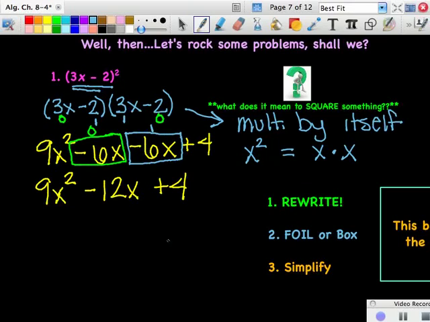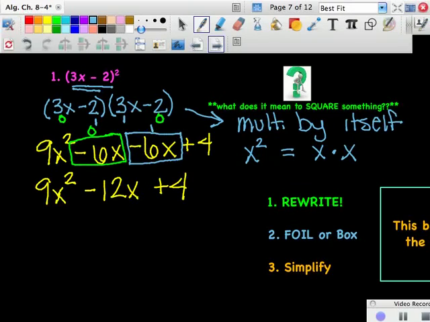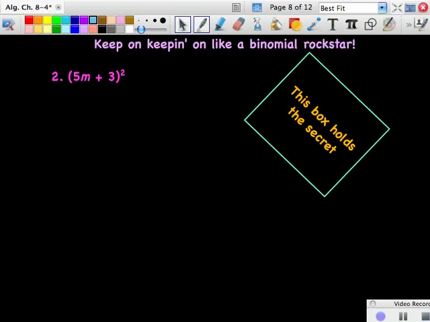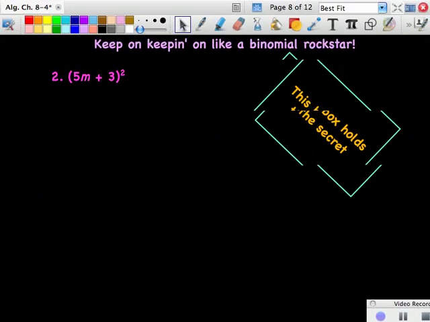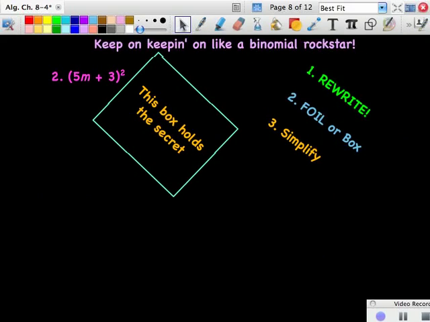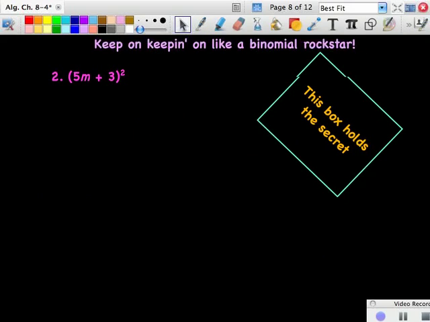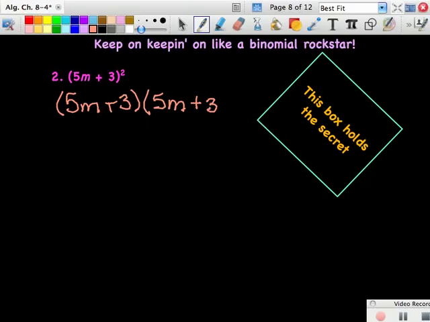All right, well, let's do another one. What do you think this says? Rewrite, FOIL or box, simplify. Okay, so let's do it. Rewrite 5m plus 3 times the quantity of 5m plus 3. All right, FOIL it, box, whatever you want to do.